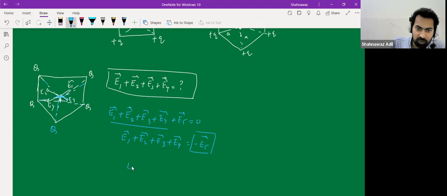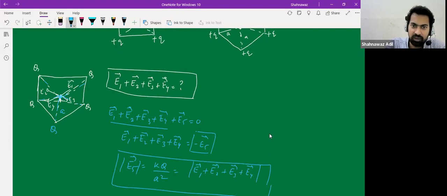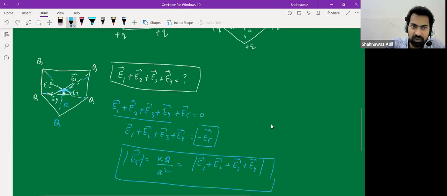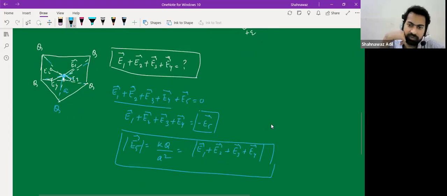So what would be E5? Let's say the distance is A. So E5 would simply be KQ by A square. So this would be the magnitude. Let's say this is E5, and this is E2, E3, and E4. So this is the answer. Did you understand this part?